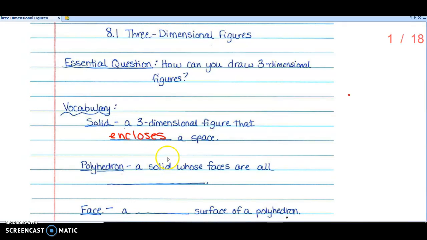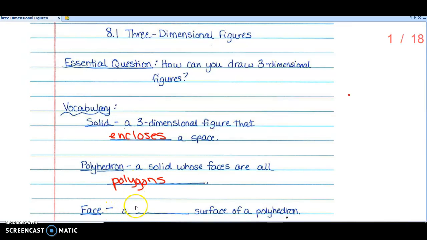So any three-dimensional figure that is boxed or closed in. Okay, no open spaces. You're going to hear the word polyhedron. Okay, a polyhedron is a solid whose faces are all polygons. And if you forgot what a polygon is, it's a figure with at least 3 straight sides and angles. Typically they're 5 or more, but that would have sides like triangle, quadrilateral, pentagon, hexagon, things like that.